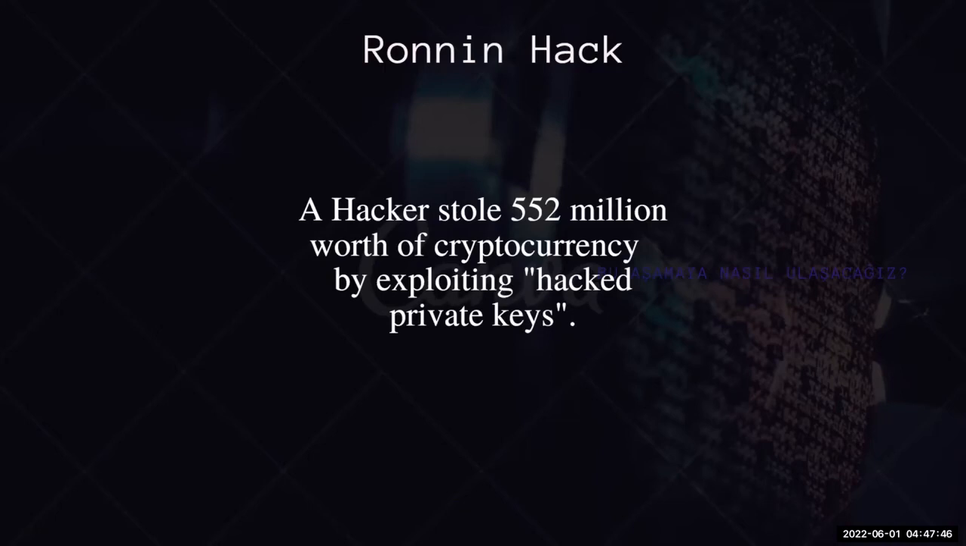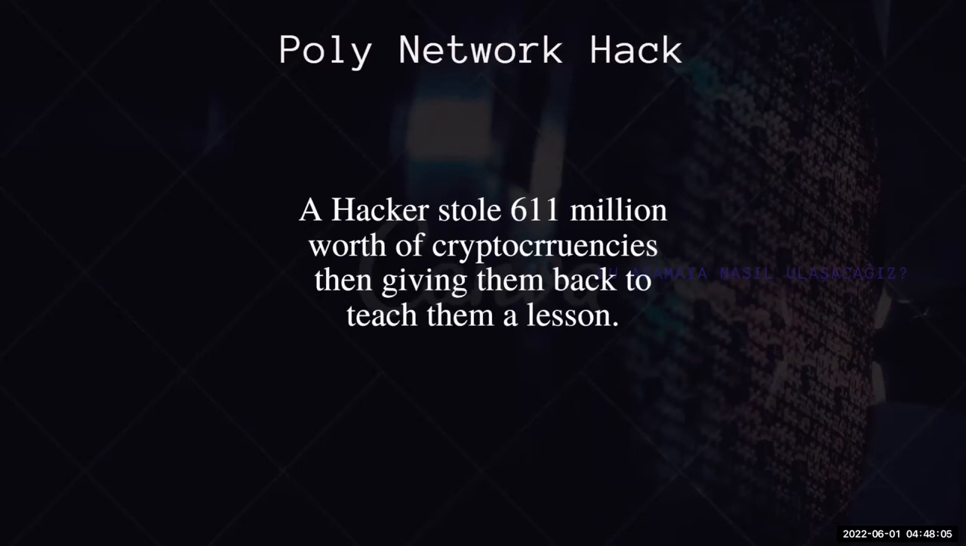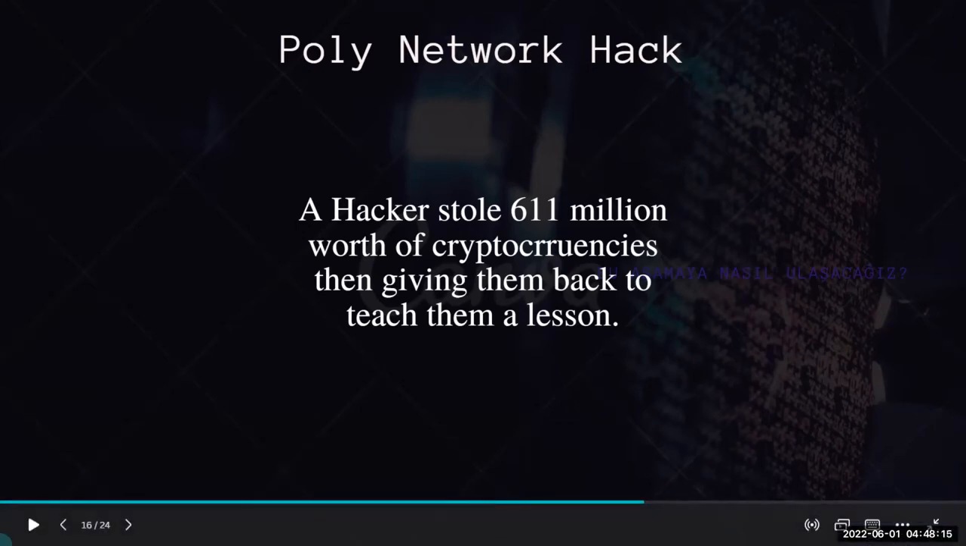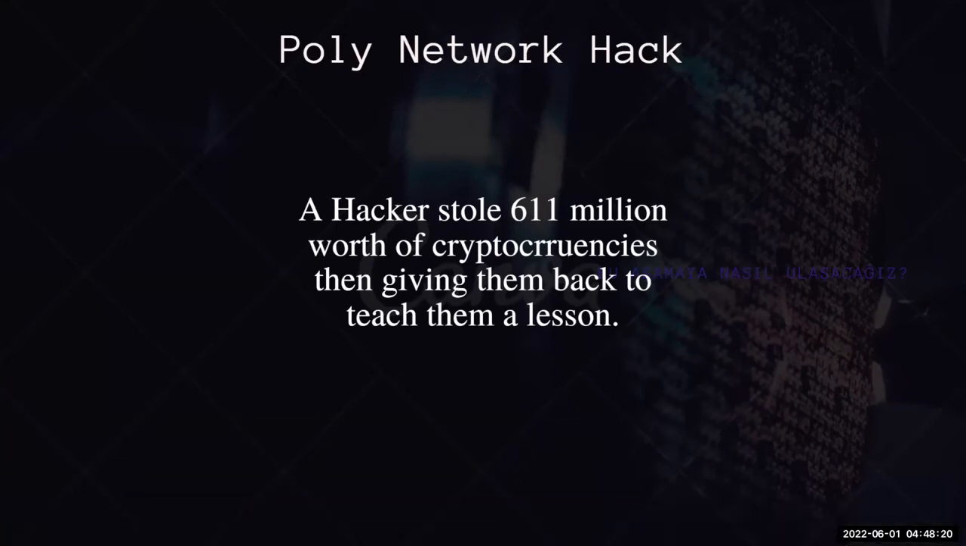Ronin is a sidechain of an NFT-powered play-to-earn game called Axie Infinity, maybe you know them. The hack was done by using hacked private keys, which got like 552 million worth of cryptocurrency stolen. For the Poly Network hack, a hacker found an exploit using a vulnerability in Poly Network's contract calls to get $611 million worth of cryptocurrencies. And Poly Network had to make a deal of $500,000 with the hacker.